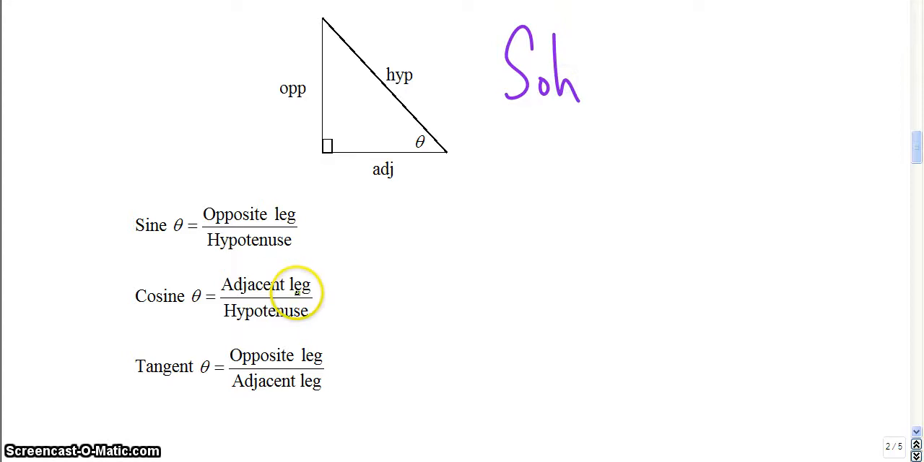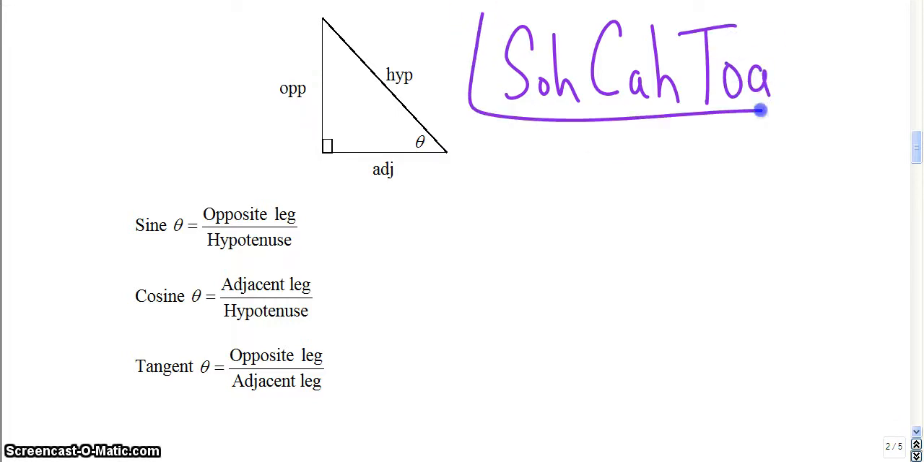The next trig function we have is cosine. Cosine is adjacent length divided by hypotenuse length. So cosine is adjacent over hypotenuse. Then our third one is tangent. Tangent is the opposite length divided by the adjacent length. So tangent is opposite over adjacent. If you want to remember what those different trig function ratios are, it's SOHCAHTOA.